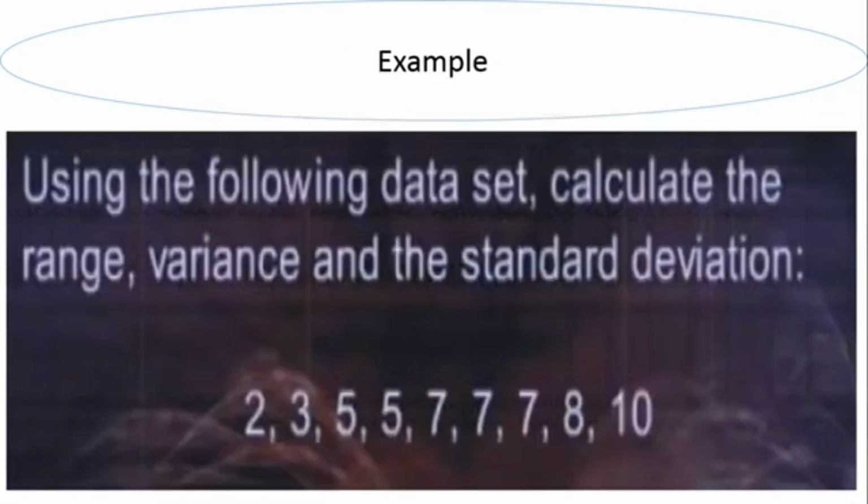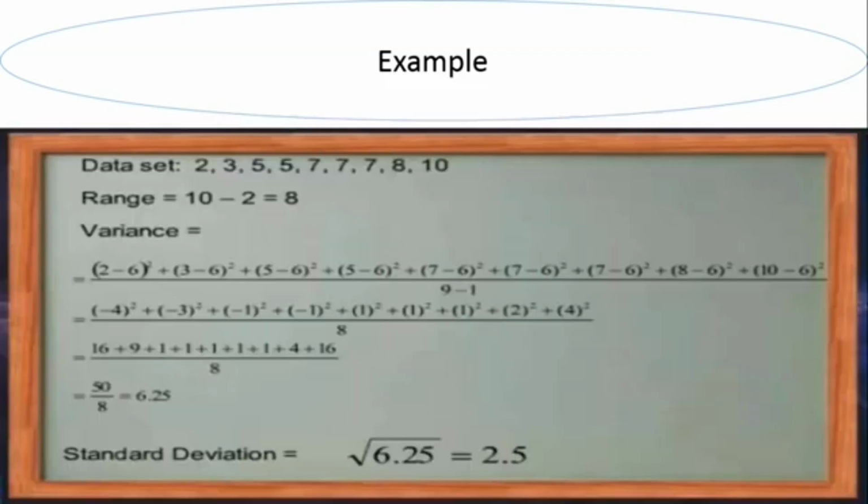So the example that can be utilized to calculate all these indicators is the same example that we just showed you, the figures 2, 3, 5, 5, 7, 7, 7, 8, and 10, that we will use in this example in order to calculate the different indicators that we presented to you.